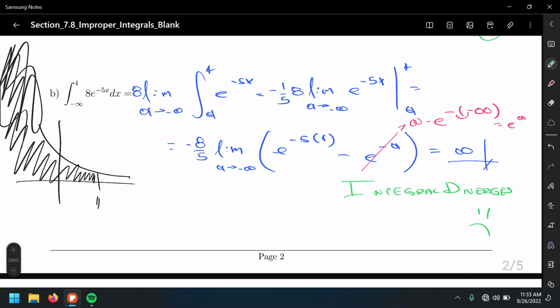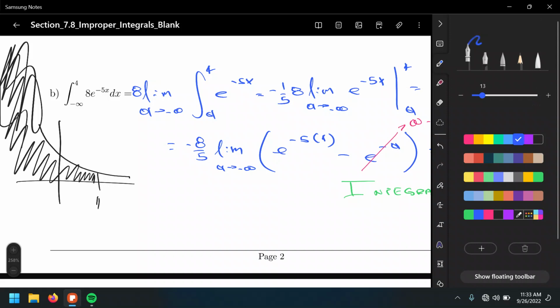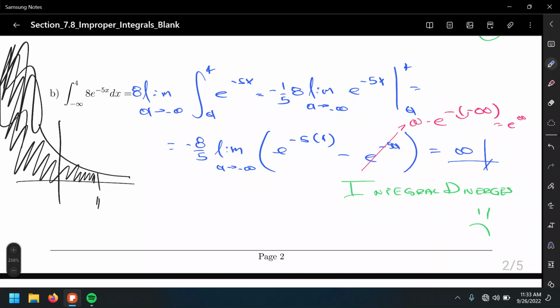Yes? Oh, yes, e to the 5a. That's true, thank you. E to the negative 5a. And in the end, that's going to be negative infinity times negative, which is going to be positive. Yes? Oh, yes, because of this sign right here, right? Oh wait, no, that's fine, because negative times the negative outside becomes positive.